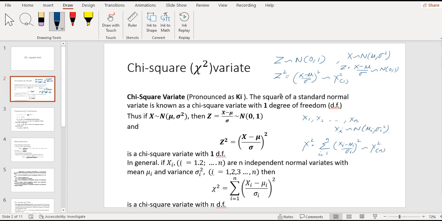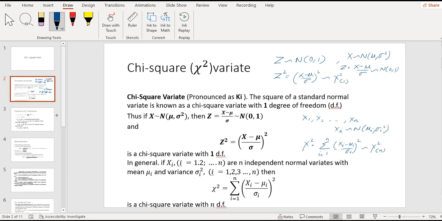Sometimes an MCQ type question could be framed: if z follows standard normal distribution, then what about z square? So z square will follow chi-square variate with 1 degree of freedom if we are considering only one random variable. If we are considering n independent standard normal variates, then if we take the sum of the squares of all these zi, it will follow chi-square variate with n degrees of freedom.